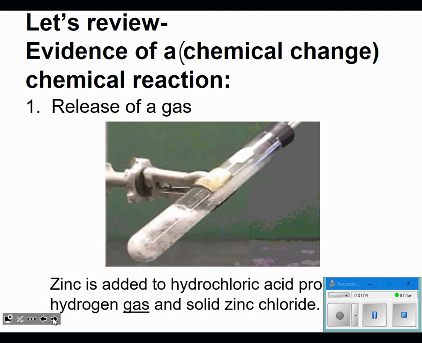We actually did this experiment in class, and I walked it around the room, where zinc was added to hydrochloric acid at the beginning of the year when we talked about matter and chemical changes and physical changes. Hydrogen gas gets released, and then you have a solid zinc chloride, which is a salt, but it also gives off heat. But it's mainly that release of a gas. It bubbles. Hydrogen peroxide does this too when you put it on a source. So that's evidence of a chemical change or a chemical reaction.